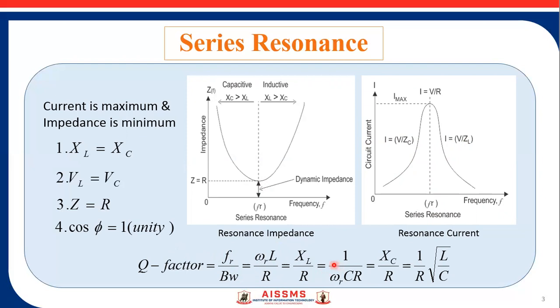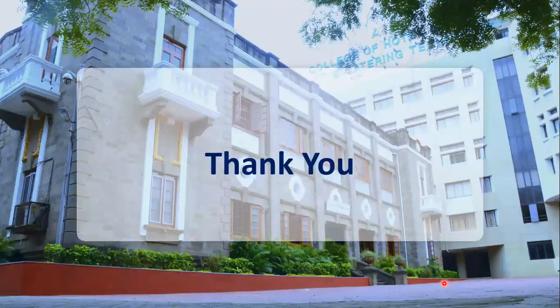Finally, we get 1 upon R under root L divided by C, or Q factor equal to 1 upon omega R C into R, which is equal to XC upon R. 1 upon omega R C is nothing but XC divided by R. And finally we get 1 upon R under root L by C.